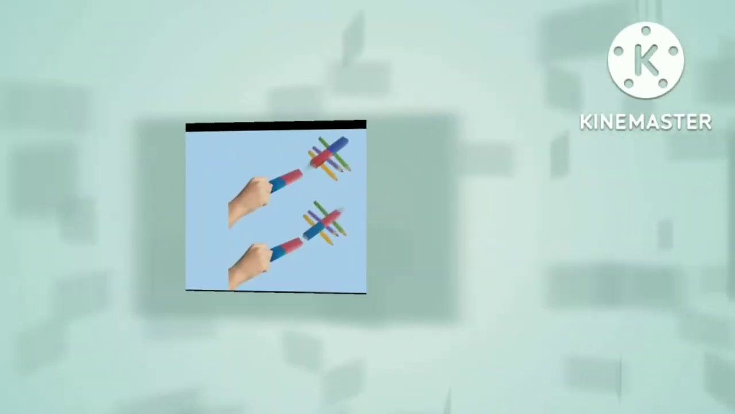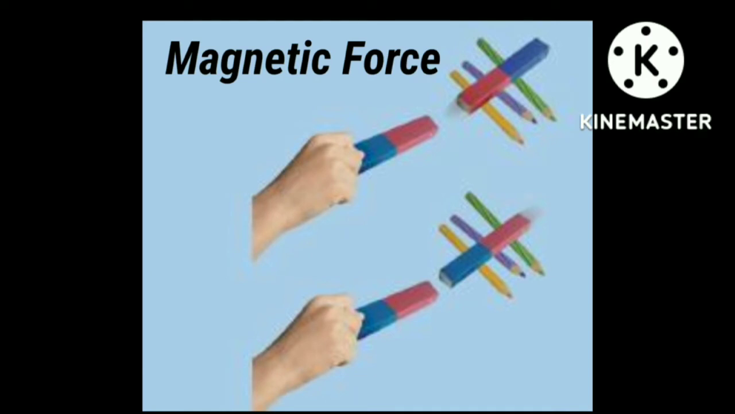contact force. When like poles of two magnets are placed near each other, make sure that the two magnets do not touch each other. Observe what happens. The two magnets will repel each other. Similarly, when unlike poles of the magnets are placed near each other, the two magnets attract each other. A magnet can exert a force on another magnet without being in contact with it. The force exerted by a magnet is an example of a non-contact force.